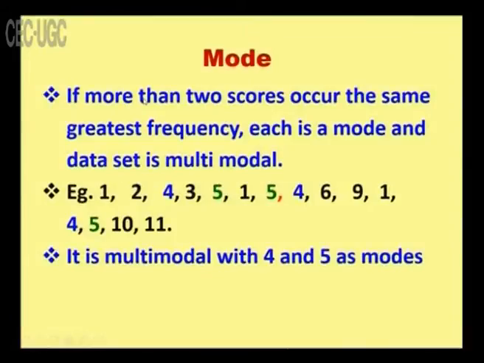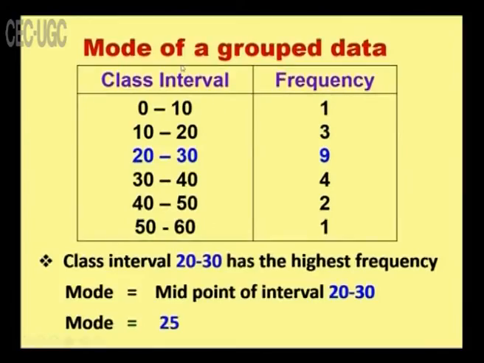Similarly, if more than 2 scores occur with the same greatest frequency, each is a mode and the data set is multimodal. You look at the data, and here the value 4 is occurring 1, 2 and 3 times. And similarly, the value 5 is also occurring 1, 2 and 3 times. And therefore, 2 values are occurring with the greatest frequency, and therefore it is multimodal with 4 and 5 as the modes.